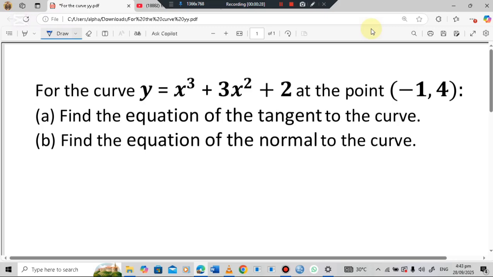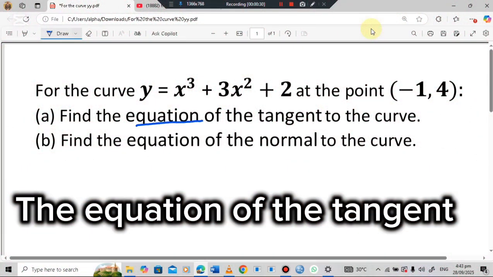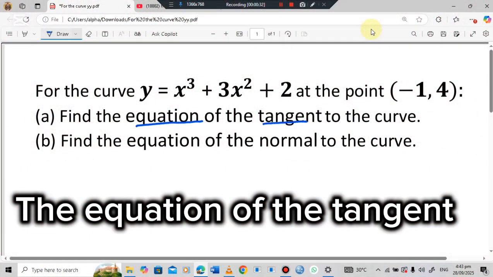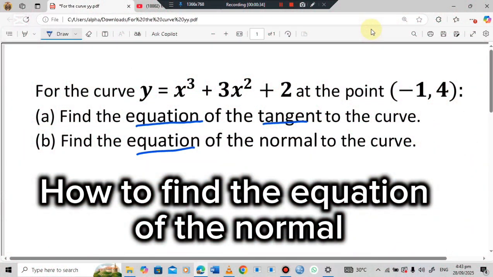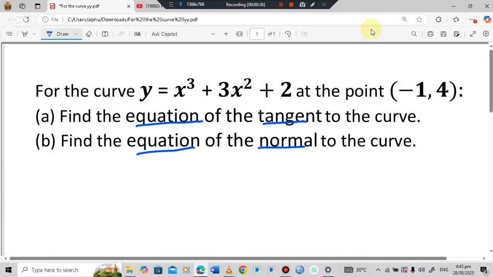In this video, we are going to look at how to find the equation of the tangent and how to find the equation of the normal to the curve at a given point. Alright, the first question says, find the equation of the tangent to the curve at the point -1, 4.